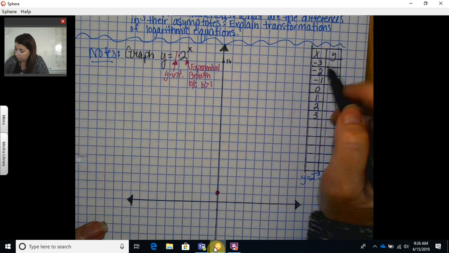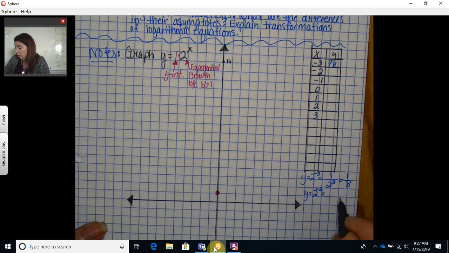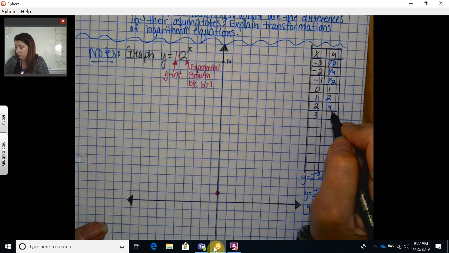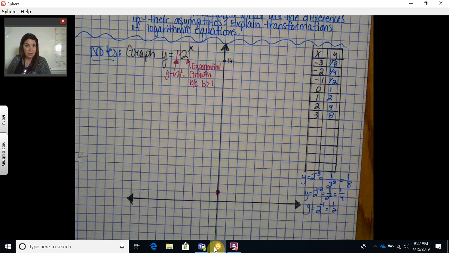When x is negative 2, 2 raised to the negative 2, well, that would be 1 over 2 squared, which is 1/4. What do you think 2 raised to the negative 1 is? 1/2. 2 raised to the 0 is 1. We already knew that. That's our y-intercept. 2 raised to the first power is 2. 2 squared is 4. 2 cubed is 8. So let me go ahead and plot those points and see if I want to find some others.